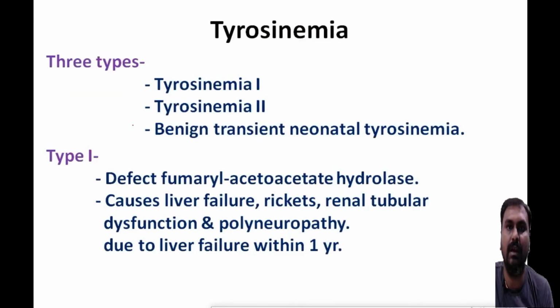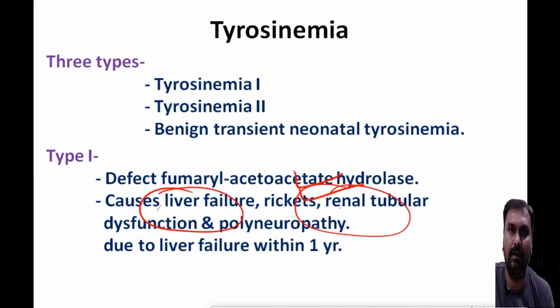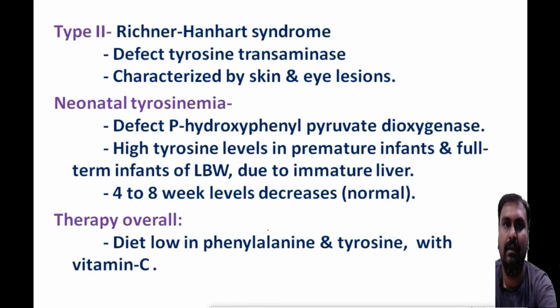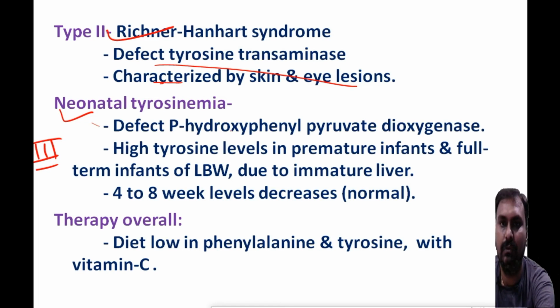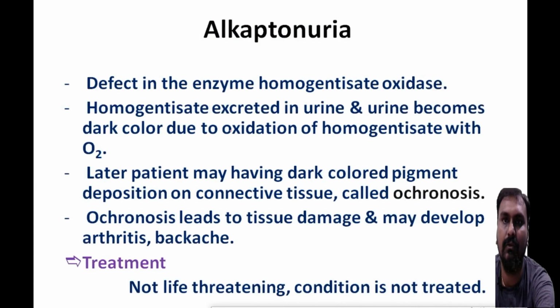So if fumarylacetoacetate hydrolase enzyme is deficient, it will lead to type 1. There is hepatorenal failure, so liver and kidneys fail, rickets occur, polyneuropathy occurs. The child dies within 1 year. That is type 1. Type 2 is Richner-Hanhart syndrome, with tyrosine transaminase enzyme deficiency. Neonatal is called type 3 tyrosinemia, where PHPP dioxygenase or hydroxylase enzyme is deficient. It turns to normal. Okay, and we have to give a diet low in phenylalanine and tyrosine.